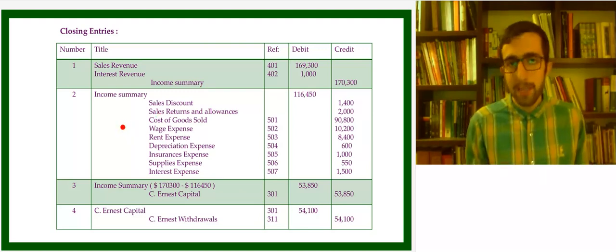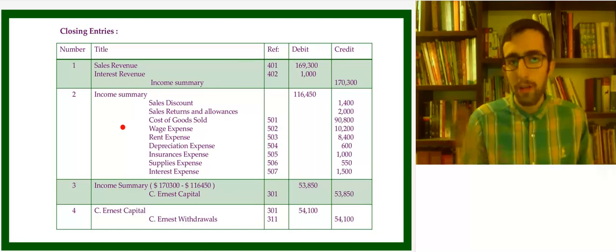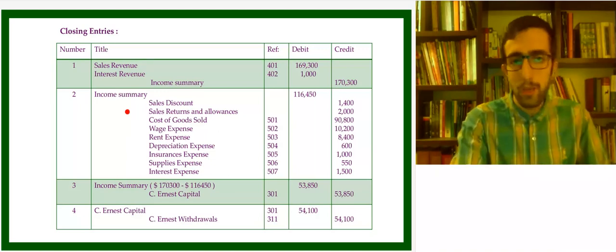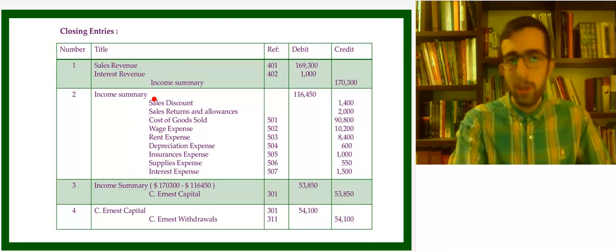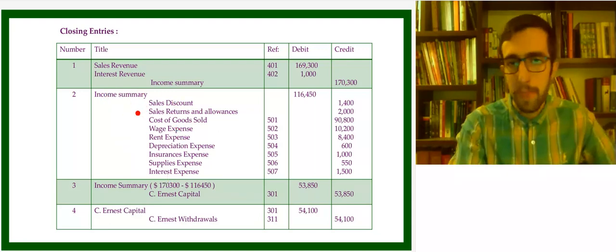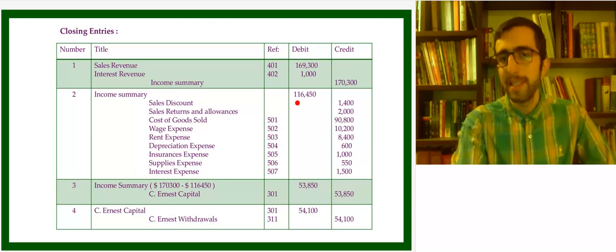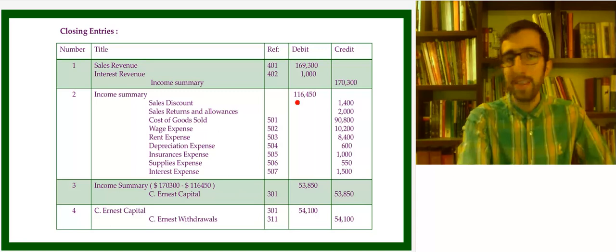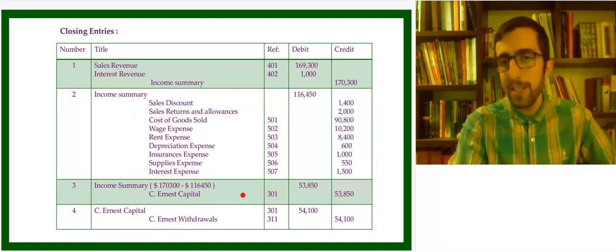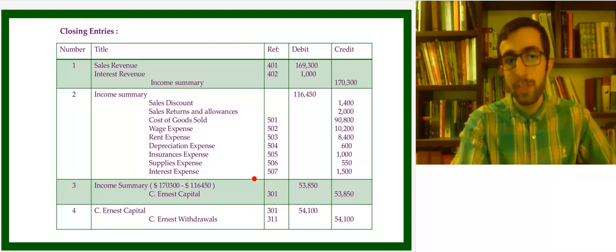And in second entry, we have sales discount, sales returns and allowances, cost of goods sold, and all expenses on credit side. Why? Because all these items that we completely explained, they have normal balance of debit. So if you want to close it, we put it on credit side, and the opposite side will be always income summary. And the number is 116,450 on debit side. And finally, we close income summary to capital, and here you can see our net income that we completely talked about.